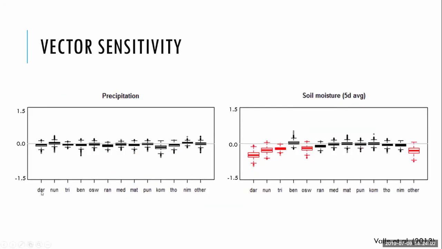Here I am showing again the same range of species, all anopheline species. And this is showing their sensitivity to precipitation in the week before data collection. And we're seeing here, and I should have said this before, if it's black, it's not statistically significant from 0. If it's red, it is. And when we look at precipitation, it turns out it isn't a very good predictor.